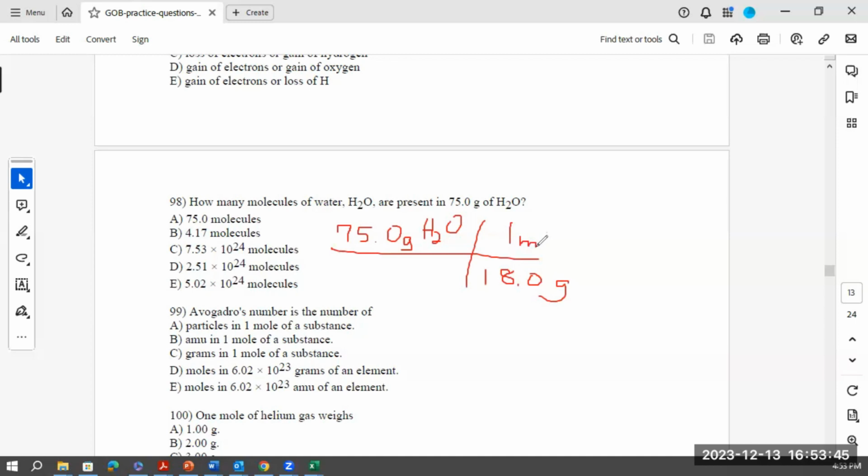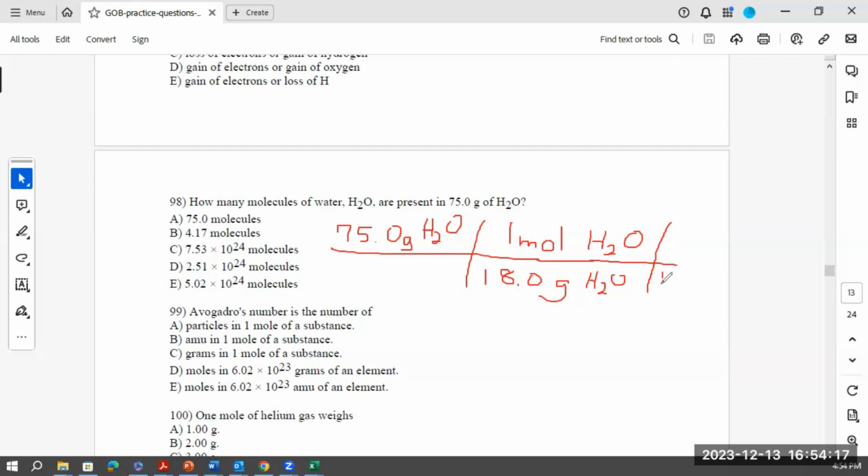We get that from our periodic table because we know that water is hydrogen. Each hydrogen is approximately 1. And so 1 times 2 is 2 plus 16, right? And then that's H2O. And we want molecules, right? But that's moles, right? So now we got moles. So what else do we need? Avogadro's number, yeah. Avogadro's number.